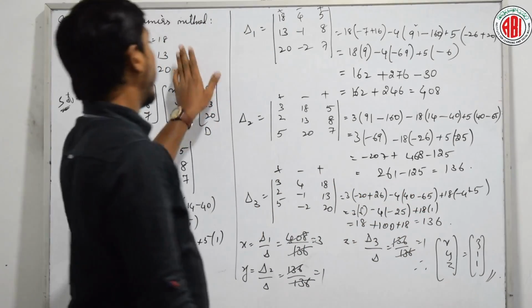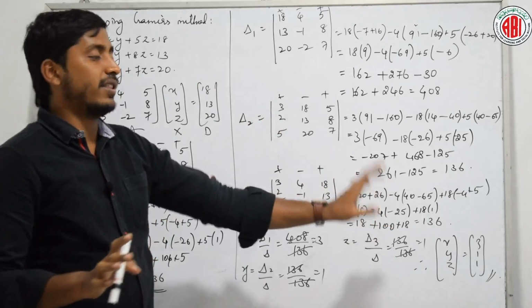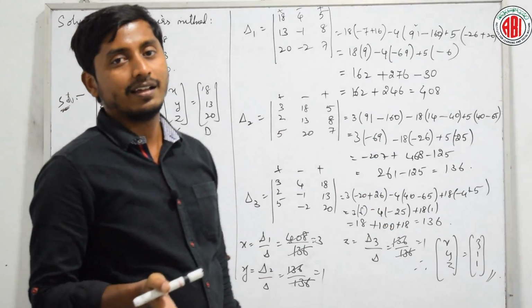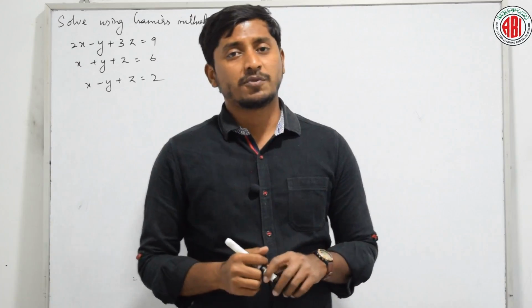Okay, there is a popular question. We are going to solve the same question for almost all the methods. Answer should be 311. Is it clear? Shall we do one more problem of Cramer's method? Let's do. See the next problem.